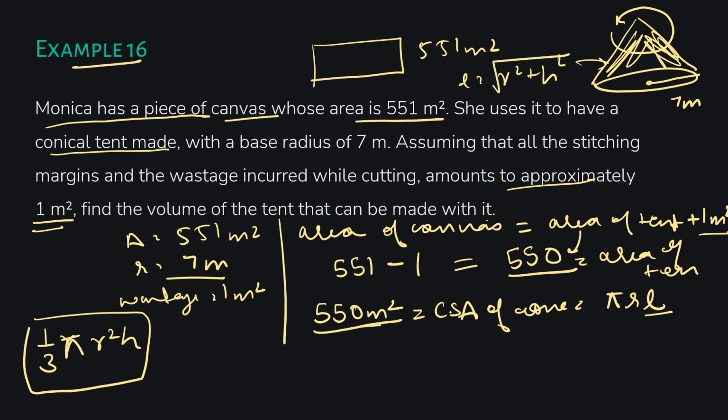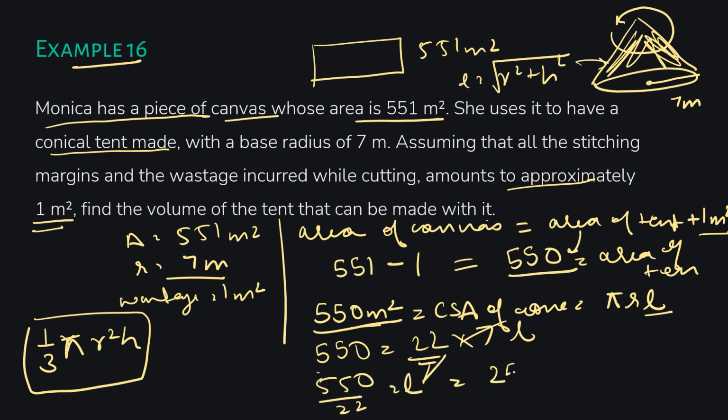So now let us find out L. So it is 550 equals to 22 by 7 into 7 L. Now 7 can get cut. Then we have 55 by 22, which is equal to L, which will give out our answer to be 25, and it is meter. So we have got our L to be 25 meter.